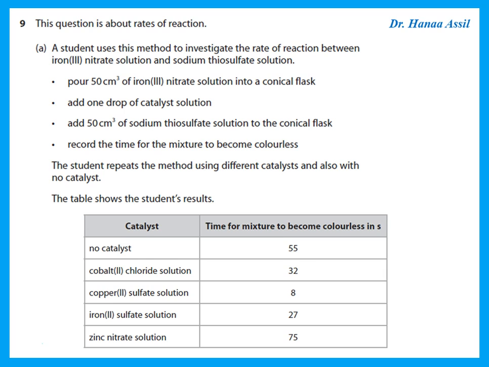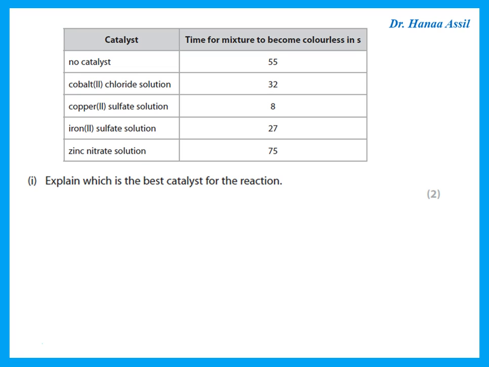The student repeats the method using different catalysts. So what he's doing is he's repeating the experiment using different catalysts. And he gives you the results. And the question now is, explain which is the best catalyst for the reaction. Looking at the table, which one is the best catalyst? Remember, what's a catalyst? It's a substance that speeds up a reaction. Now, when it speeds up a reaction, that means it makes the reaction faster.